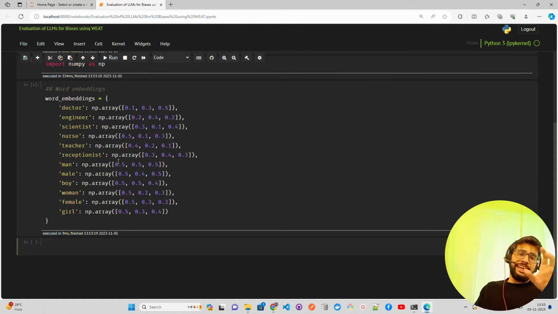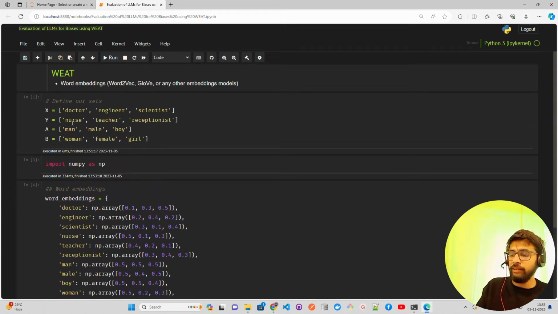Now for each word in set A, we compute its differential association with both X and Y and then sum these values. We're going to use cosine similarity. Similarly, we compute the sum of differential associations for each word in set B as well. So for A and B, we compute the association with set X and set Y. The WEAT score is the difference between the two sets, which gives you a scalar value. We take an average of cosine similarity to get a scalar value, not a matrix. I'll explain that when I'm writing that part of the code.